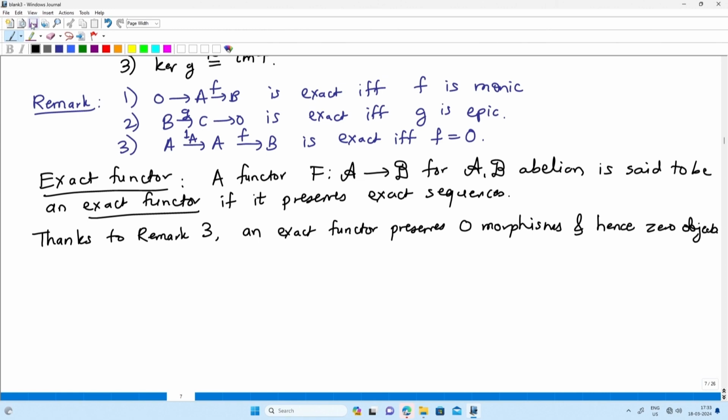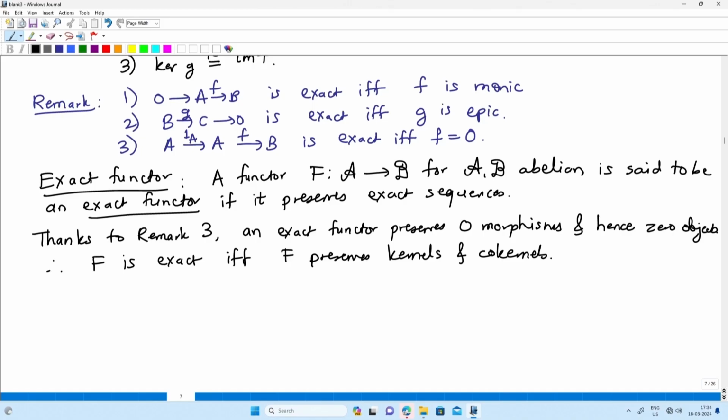Okay, so similarly, what do we really need here? Therefore F is exact if and only if F preserves kernels and co-kernels. Zero object, zero morphism, everything is preserved. So what remains is only kernel and co-kernel. So an exact functor is only this.